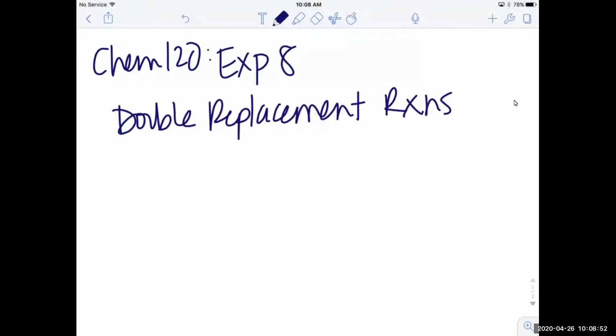So today we're doing experiment 8 for chemistry 120 at Grossmont College, double displacement reactions. Before we get going on all the reactions, I just want to go over again two things. So one, we have just predicting products. The double displacement reactions involve typical ion exchange.